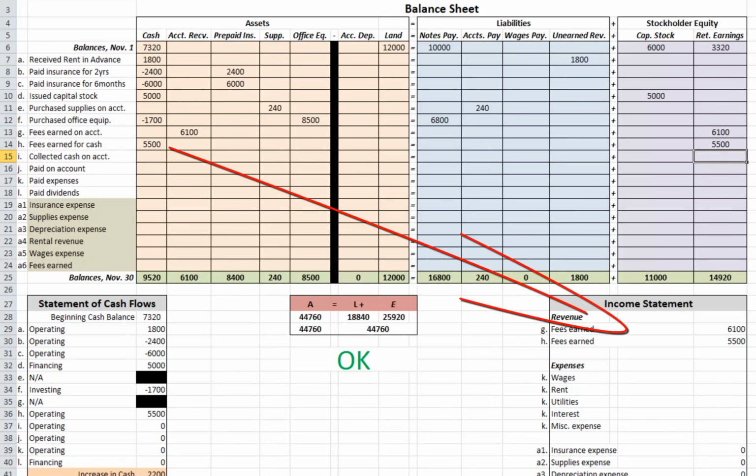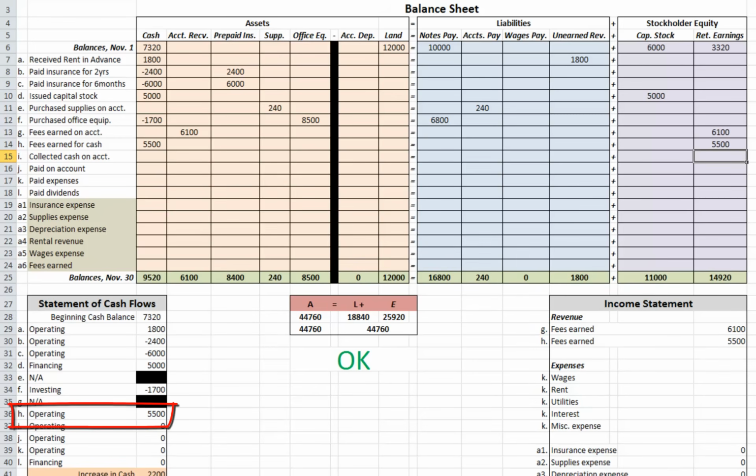Now, if you look at our income statement, we have fees earned of $5,500, so we record that revenue there. If we go over to our statement of cash flows, we have operating cash flows incoming of $5,500 because those were done in cash.